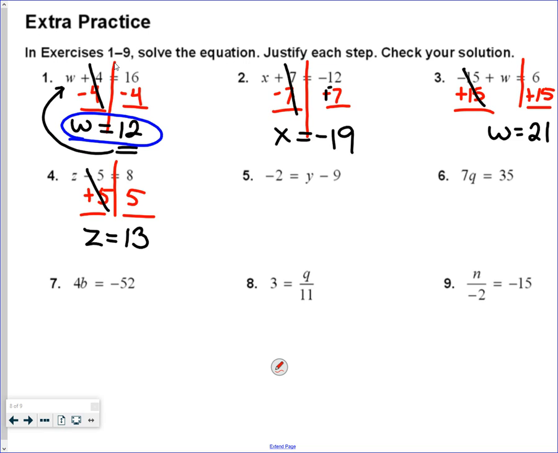Okay, does it matter if the variable's on the left or the right side? No, but we need to get y by itself. So how do I get rid of a minus 9? I add 9. Okay, does the side that has the variable, is that now by itself? Well, negative 9 plus 9 does in fact cancel out. So negative 2 plus 9 is a positive 7.